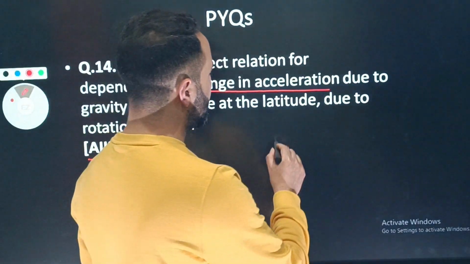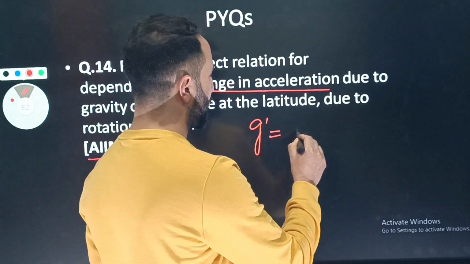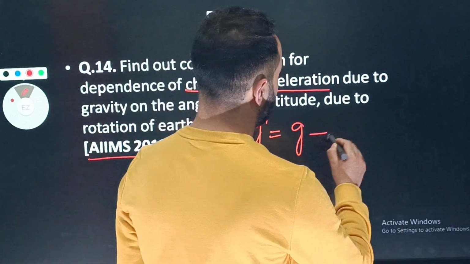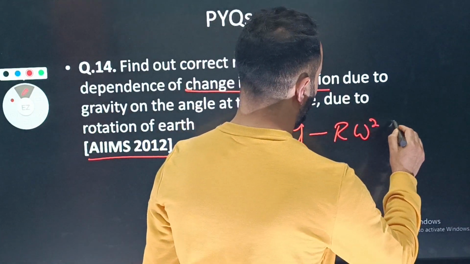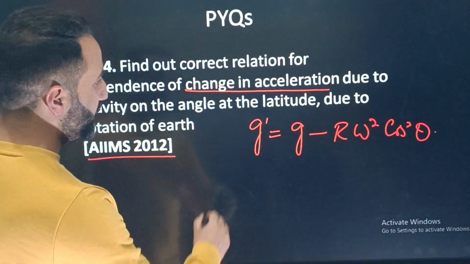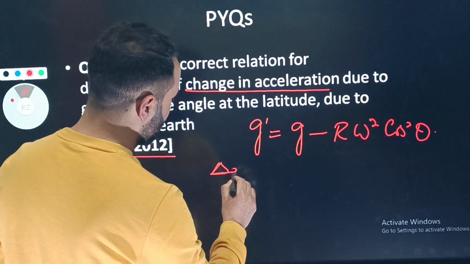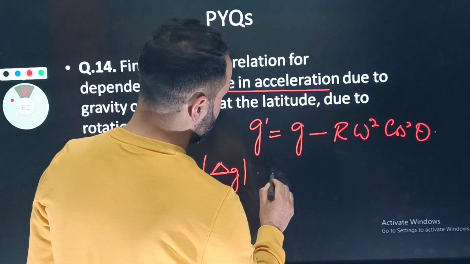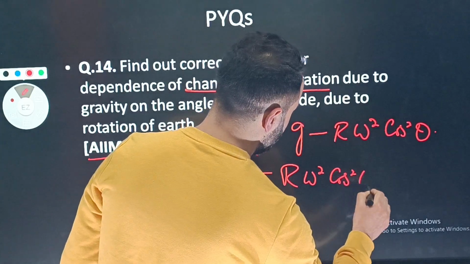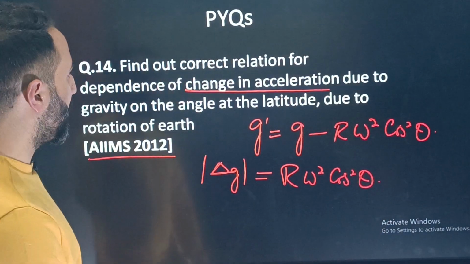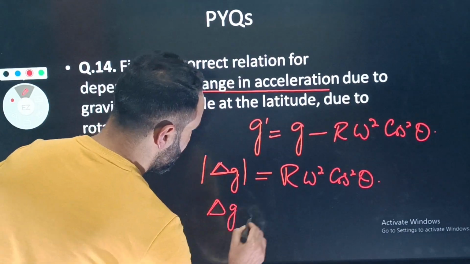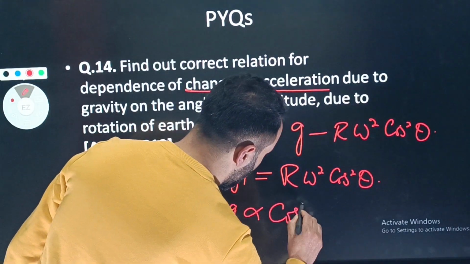For that you should first know that g dash is equal to g minus r omega square cos square theta, which we have already derived. Now if you want to calculate delta g, the magnitude of delta g is obviously equal to r omega square cos square theta. This is the change in acceleration due to gravity. Now you see how it depends upon the latitude. The magnitude of delta g is directly proportional to cos square theta.